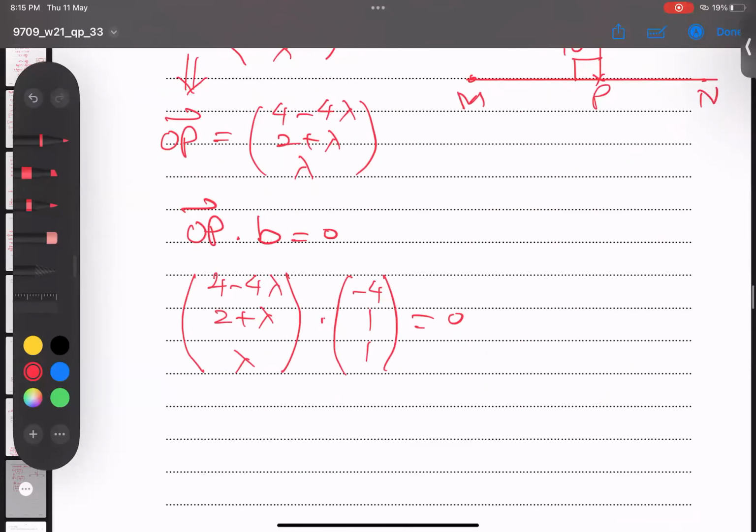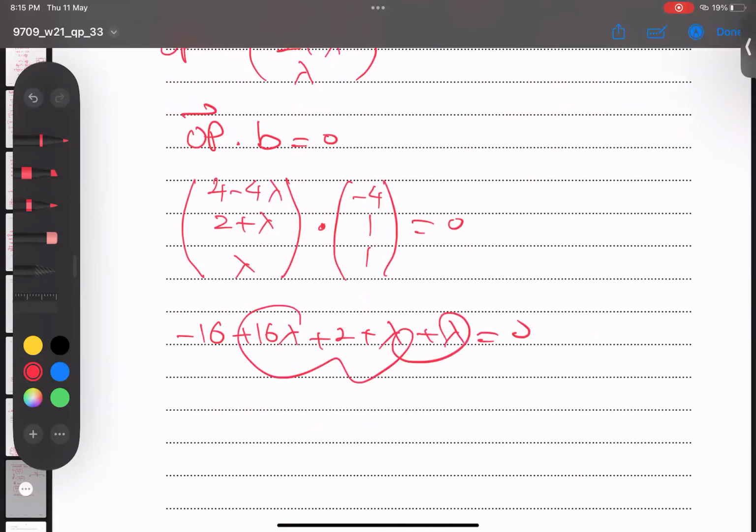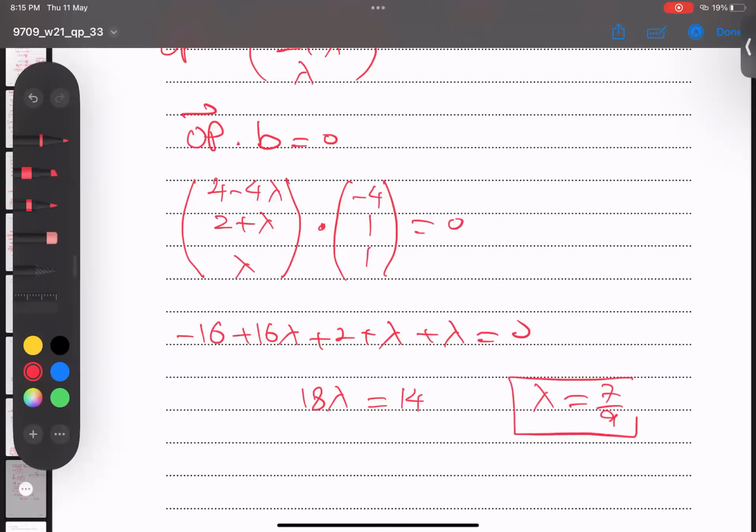And the dot product, you're familiar: coefficient multiply. Minus 4 into minus 4 plus 16, then minus 4 into that, plus 16 lambda, 1 into this, 2 plus lambda, and 1 into that, lambda. And I believe the idea is clear. 16, 17, 18, 18 lambda. And this is becoming what? Negative 14, or goes there plus 14. And lambda becomes 2 7s are 14, 2 9s are 18. So 7 by 9 is my lambda value, but this is not the answer.